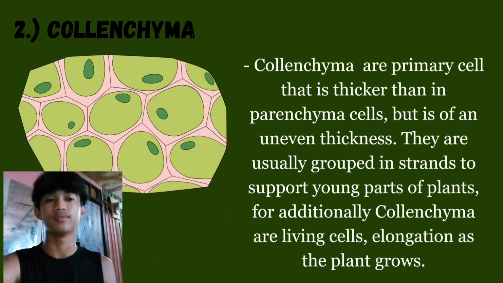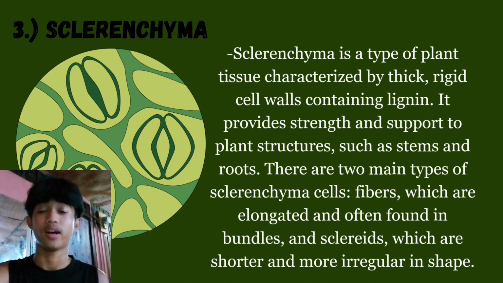Next, we have collenchyma. Collenchyma cells have primary walls that are thicker than in parenchyma cells but of uneven thickness. They are usually grouped in strands to support young parts of plants. Additionally, collenchyma are living cells that elongate as the plant grows. And lastly, of the three major classifications of plant cells, sclerenchyma.